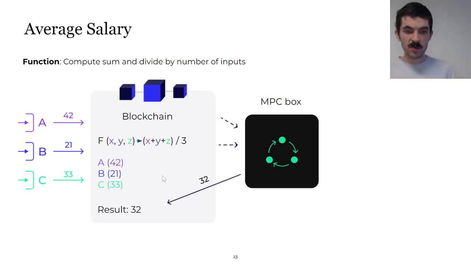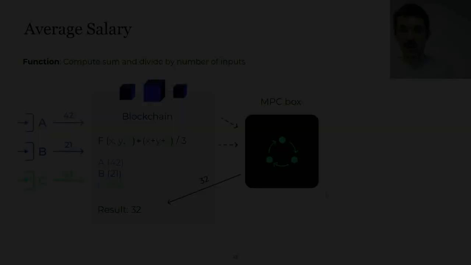So it will read these inputs that come from the different parties. They're, of course, private, so people can see that they put something on chain, they just can't see what that something is. It does this computation and outputs 32, which is pretty sure that's the right average here.